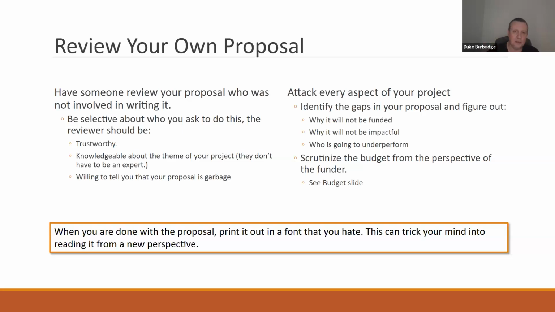Figure out why it's not going to work. Figure out why it's not going to be funded, who's going to screw up, who's going to underperform. You figure all those things out and fix them before you send that proposal in to be judged by somebody who actually has the money to fund it. You want to make sure you do that. Scrutinize the budget. Like I said in the previous slide, look at all of those things. Really scrutinize the budget from the perspective of the funder.